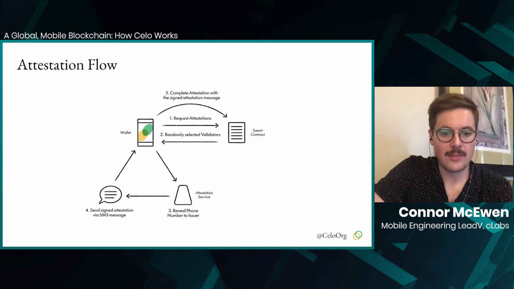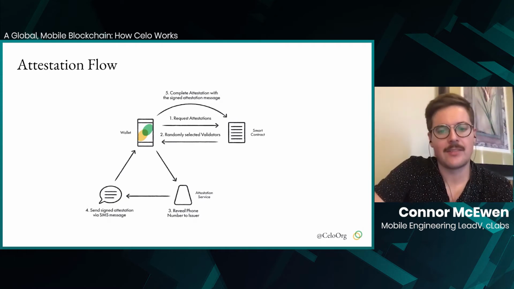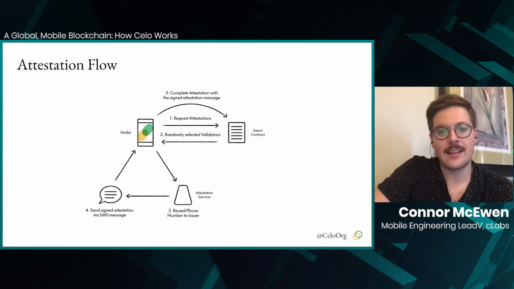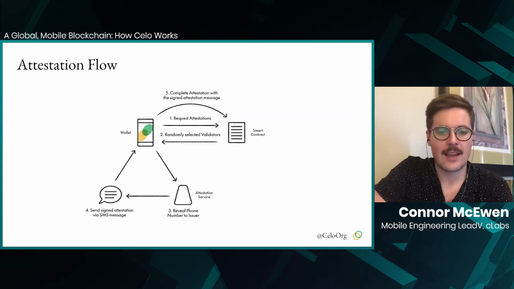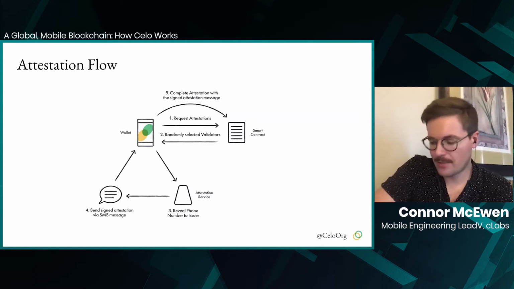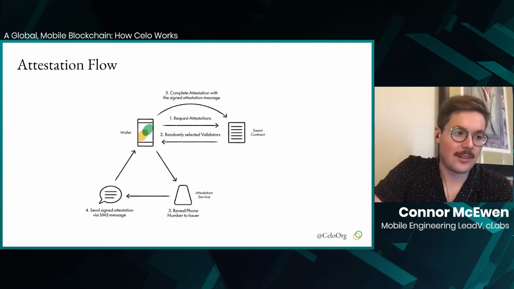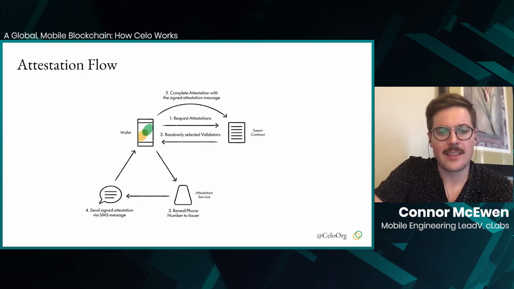As the wallet reveals that phone number to the attestation service of the corresponding validator, the attestation service will send a signed text message to the wallet user, and then the wallet user takes that signed text message and sends another transaction, completing the loop and proving that they are the owner of this phone number. So anyone who might have that user in their address book will be able to find them and send money.